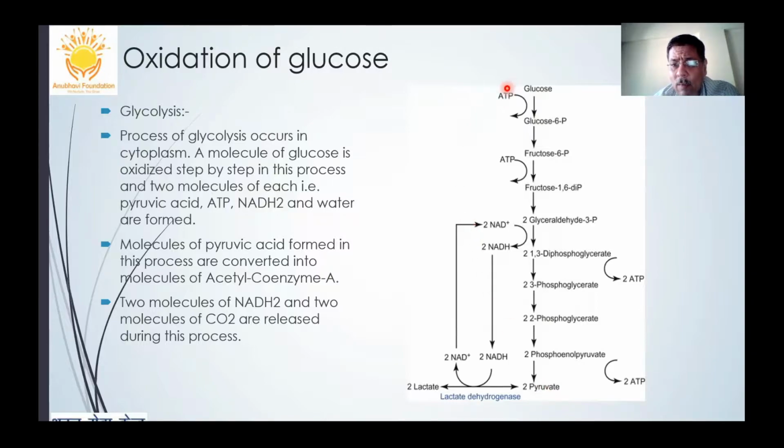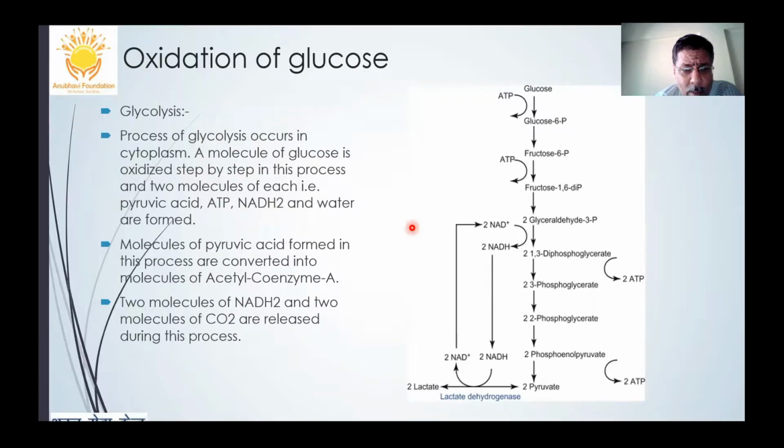Why doesn't it occur in one step itself? It cannot occur in one step because the heat produced would be so much that it may burst the cell. Therefore, there is a step by step oxidation of glucose. The process of glycolysis occurs in the cytoplasm. A molecule of glucose is oxidized step by step, and two molecules each of pyruvic acid, ATP, NADH2, that is nicotinamide adenine dinucleotide hydrogenase, and water are formed.